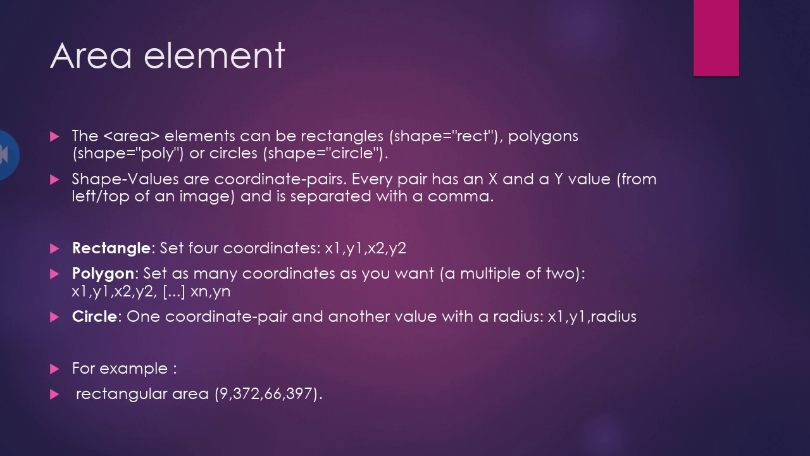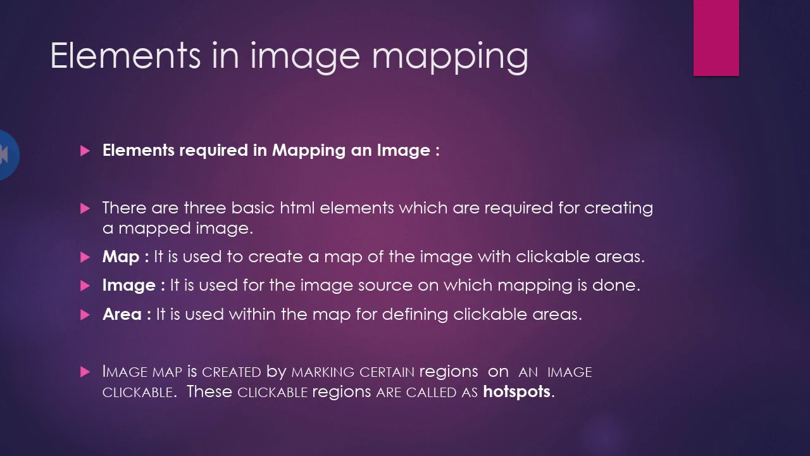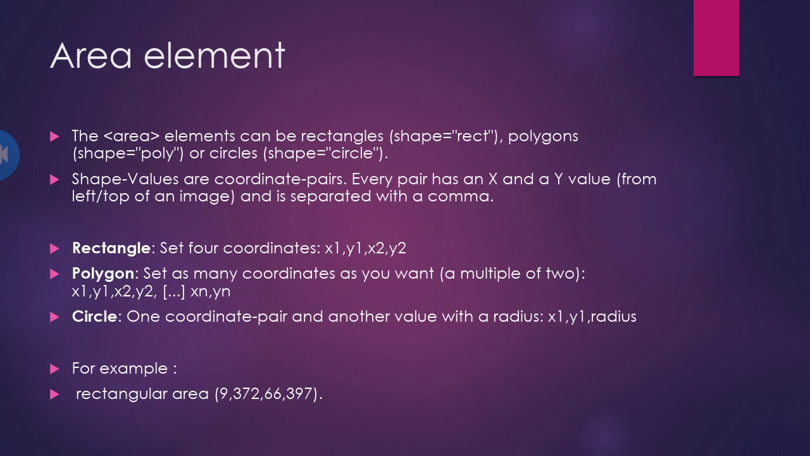Next is the area element. I have told you about area. Area means to select the clickable areas. Now the next thing is how we have to select the area: what shapes we can use in area, and how we have to select the coordinates.